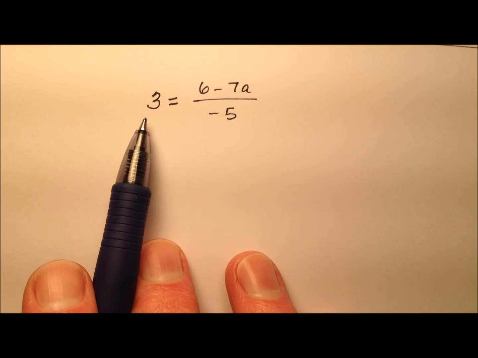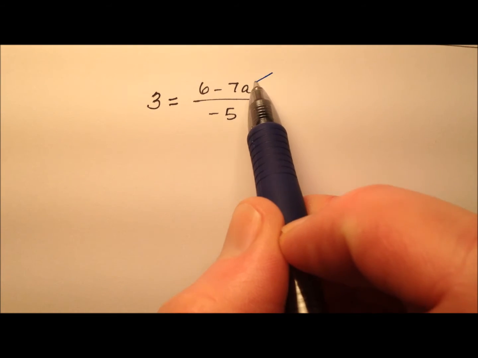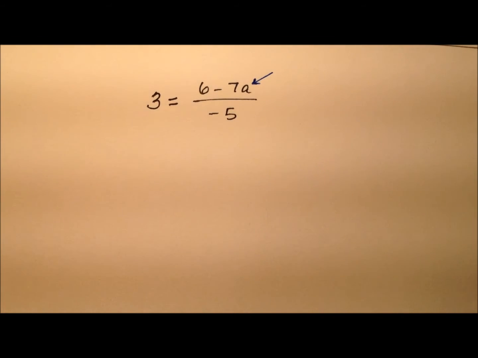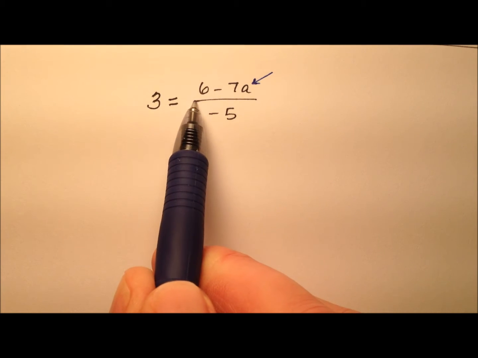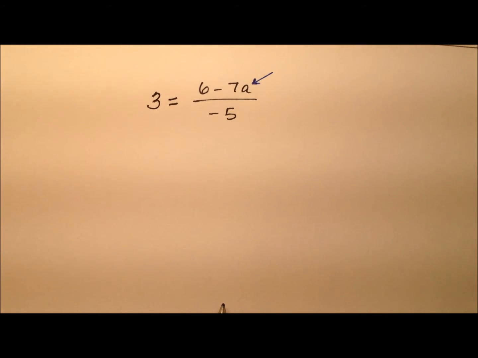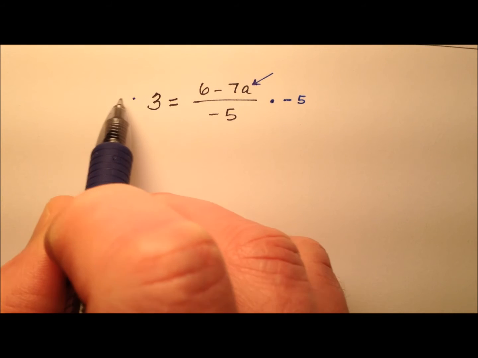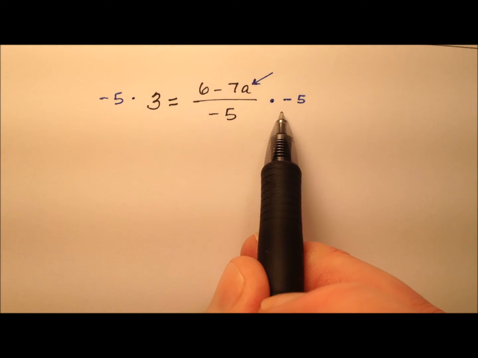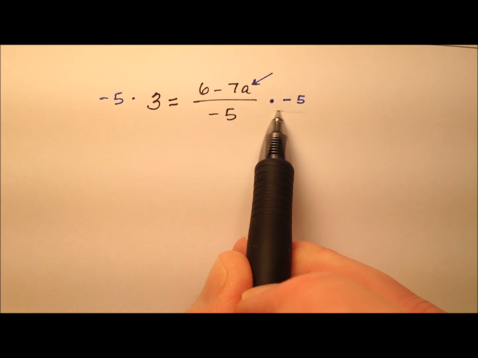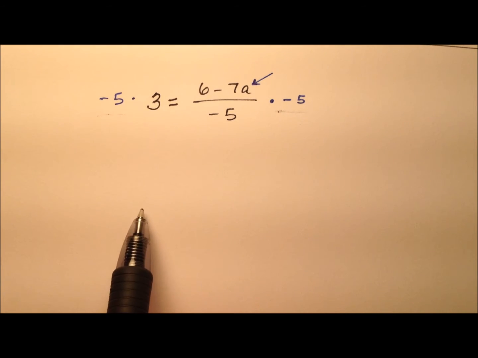So looking at this example, it looks like we have this fraction over here on the right side, and we're trying to isolate this a, or solve for a, but it looks like this 6 minus 7a is being divided by this negative 5. So let's go ahead and get rid of this fraction first by multiplying both sides by negative 5. And this is going to be what we call the multiplication property of equality. So remember, whenever we multiply one side by a value, we need to multiply the other side of the equation by the same value to keep everything nice and equal.